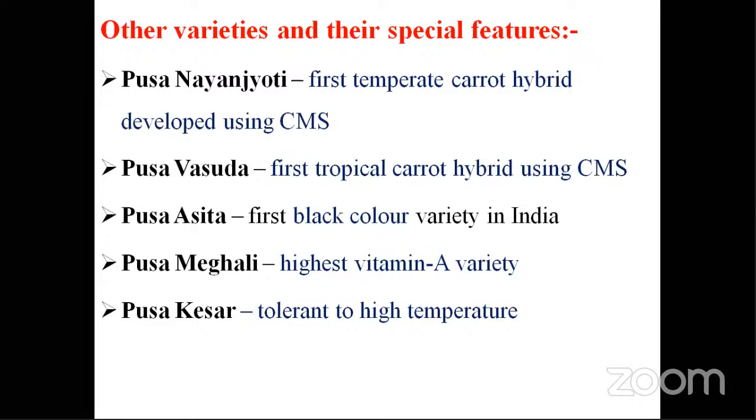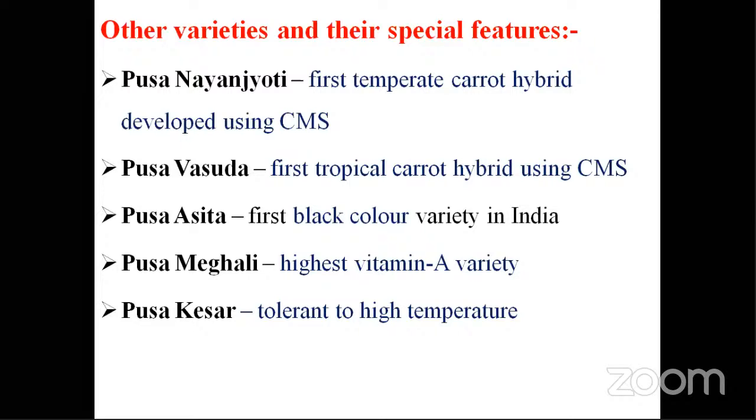You have to remember Nayana Jyoti is temperate, whereas Vasudha is tropical. Both of them are developed through CMS, and only these two are there. We have many CMS in carrot, which are very important actually, but not from the exam point of view, though those questions will come in ARS and all. So there it is important, but yeah, Naina Jyoti and Vasudha.